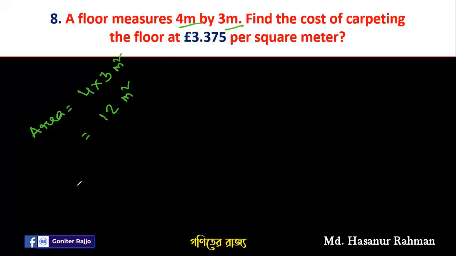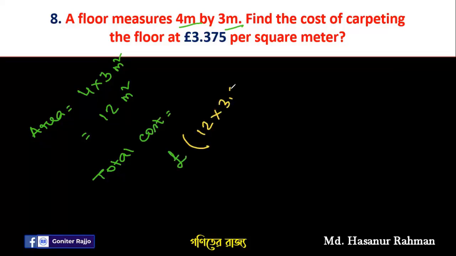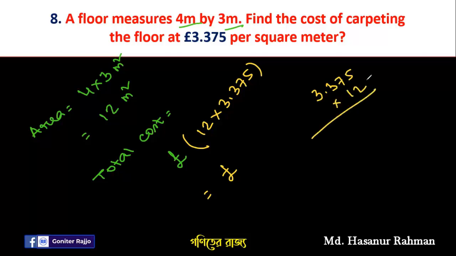Now we have to find out the cost. So total cost will be pound 12 multiplied by 3.375. Now we have to multiply. How can you multiply? We'll write 3.375 at first. So 3.375 multiplied by 12. At first, 2 5s are 10, 0, 1 will be there. 2 7s are 14 plus 1, 15, 1. 2 3s are 6 plus 1, 7. 2 3s are 6, 0. Then 5, 7, 3, 3.